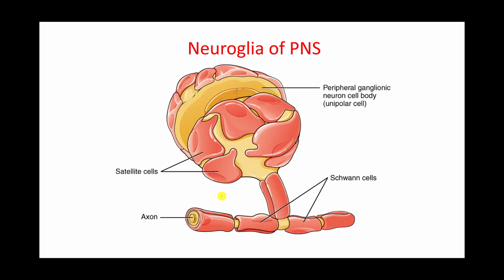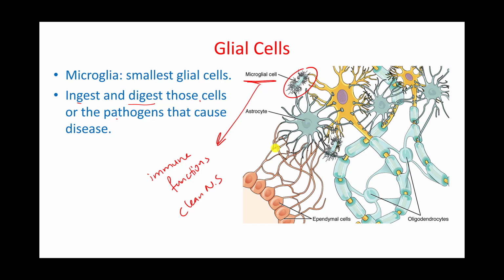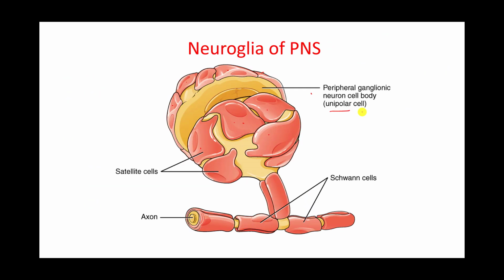Now, here, as you can see, this is a cell in the peripheral nervous system. This is a unipolar neuron. The satellite cells are located on or around the cell body. Now, if we go back and compare it with the astrocytes, as you can see, one astrocyte can contact two or more cell bodies or neurons. Here, no, we have several satellite cells on one neuron, but they are performing the same function. The same thing with the Schwann cells.